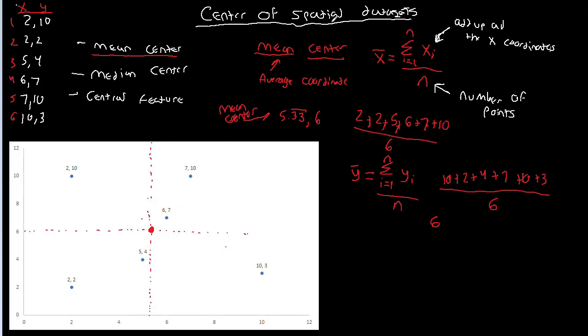So hopefully this made sense. I know this was pretty much a review of the mean, but hopefully it made sense now that we've applied it in two dimensions to get the mean center.